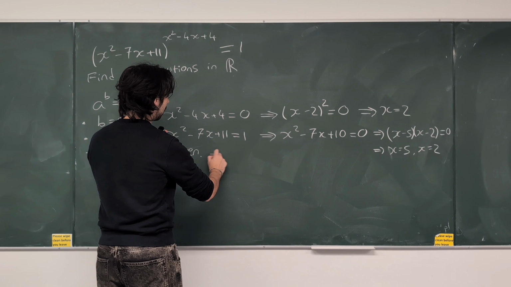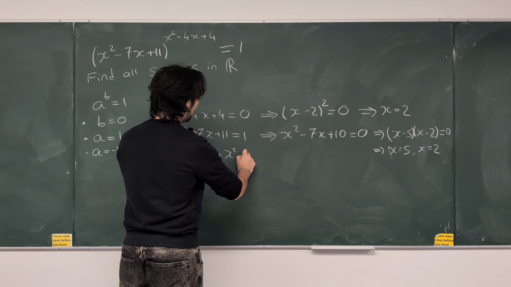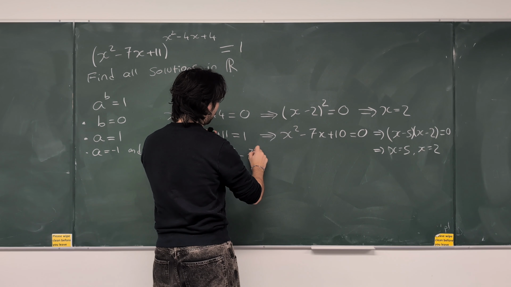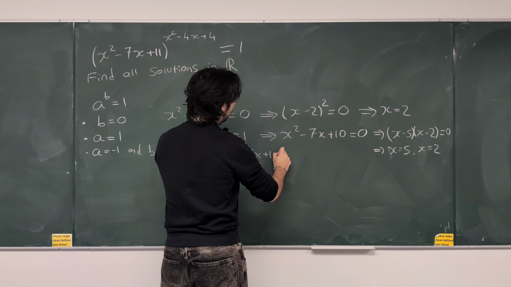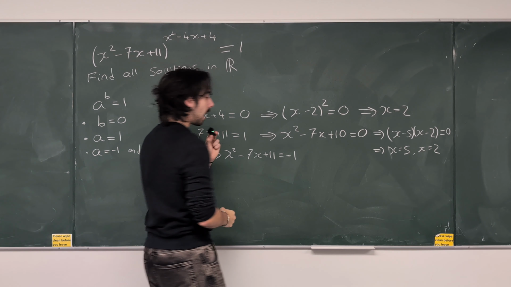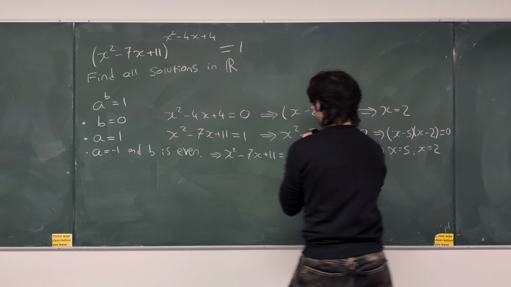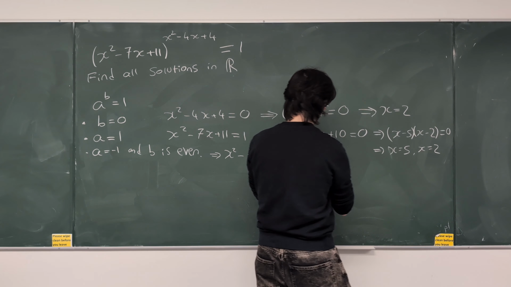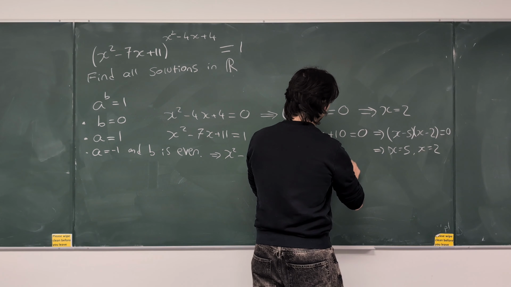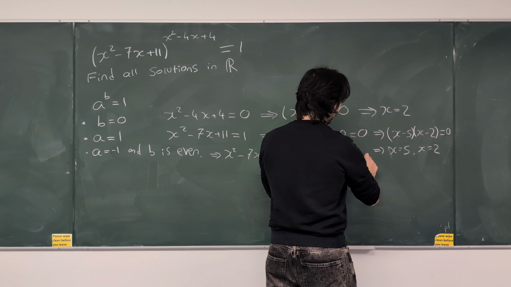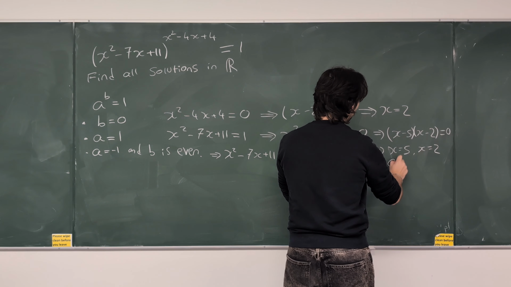So that's going to tell us that x squared minus 7x plus 11 equals minus 1. And let's go and solve this. So how are we going to do that? Again, we're just going to get it into the correct form. We need to add 1 to both sides this time. We're going to get x squared minus 7x plus 12 equals 0.